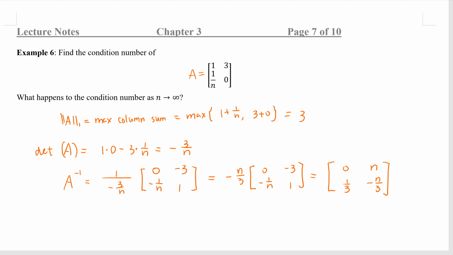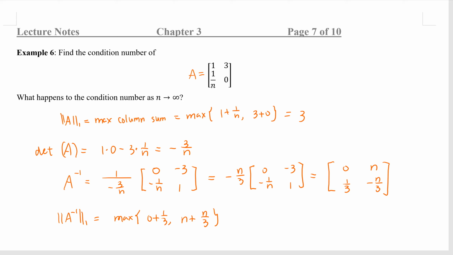So far, so good. Okay, what is the L1 norm? Maximum of the column sum. So 0 plus 1/3, and n plus n over 3. Remember, it's the absolute value of the entry. So that's why we have plus n over 3.